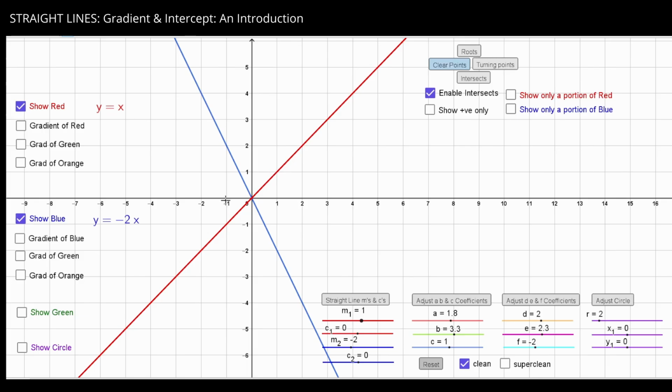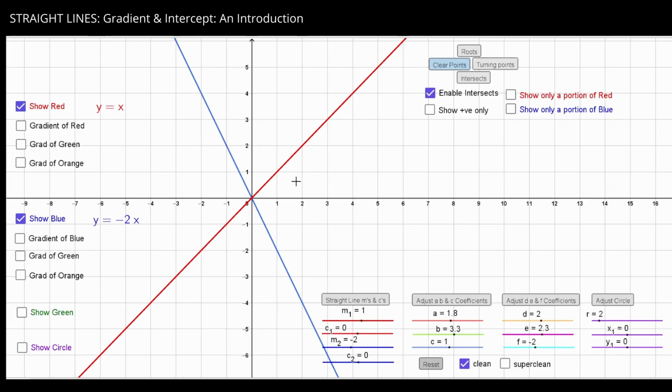And equally, if x was negative 1, we have to multiply it by negative 2 before we can plot it. So negative 1 times negative 2, minus times minus is plus, 2. Here's negative 1, and we have to plot it at this point here, which is the coordinate negative 1, 2.